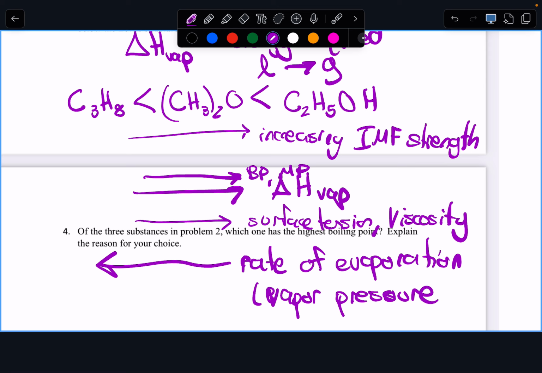So increasing would be the other direction. It would be inverse to the strength. Because if they're stronger, it means they stay together better. And evaporation or vapor pressure is where the molecules are actually separating from each other. So that's inverse of their strength. So the weaker they are, the more easily they're going to evaporate or turn into a gas.